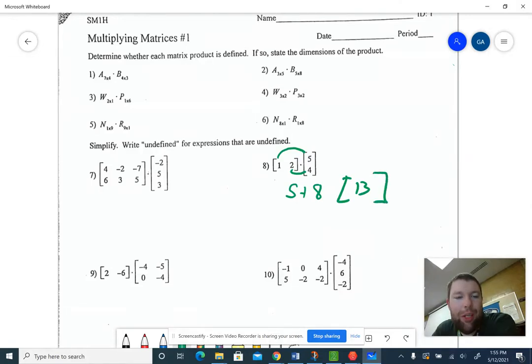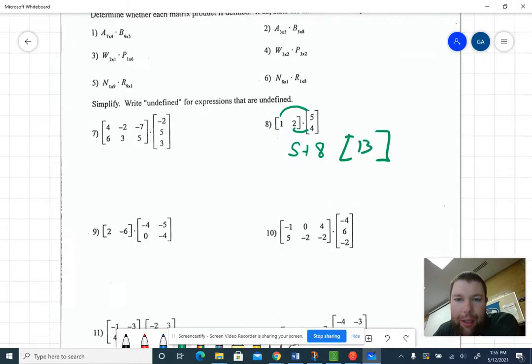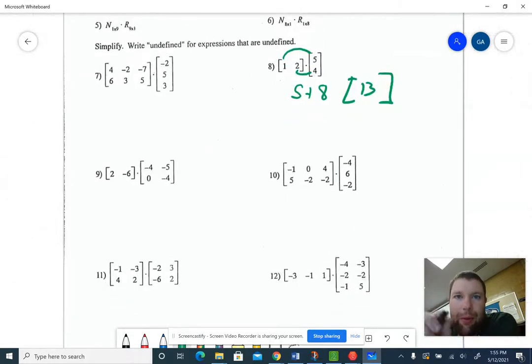Now, let's check another one. Well, no, we'll do number 10. So number 10. So again, we're going to check the dimensions. I have a 2 by 3 and then a 3 by 1. So yes, that'll work because these match. And my new matrix is going to be a 2 by 1. So let's show you how this works.